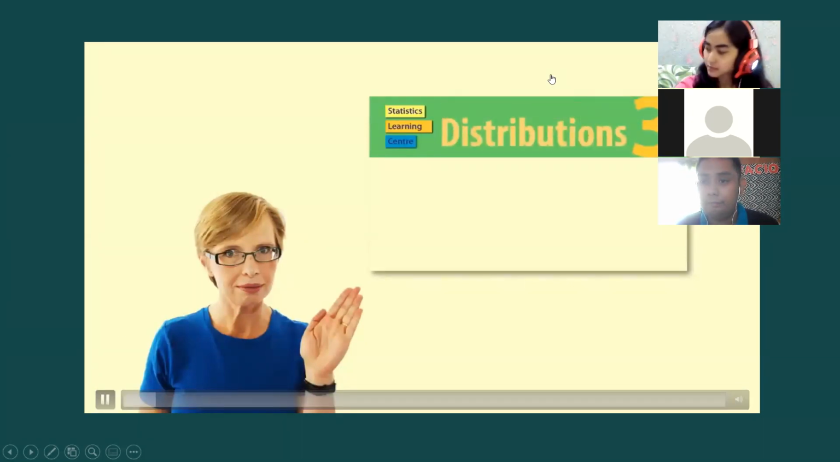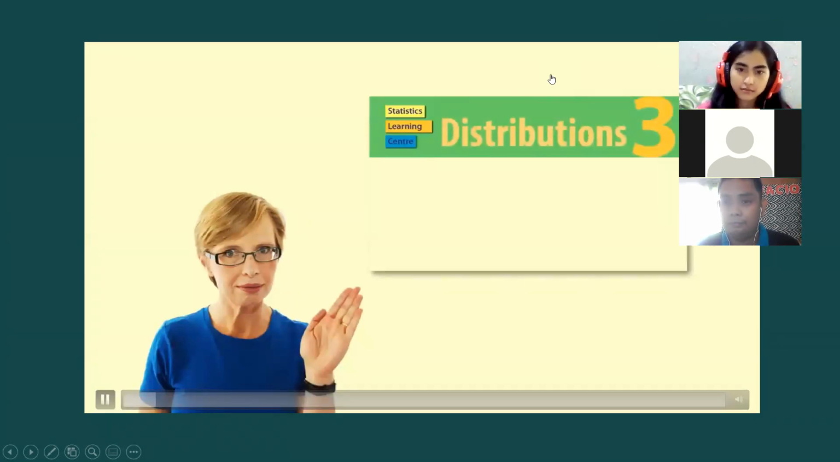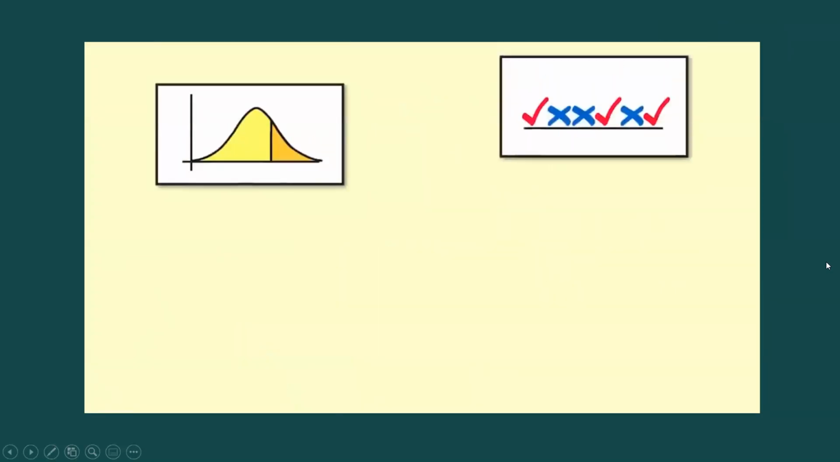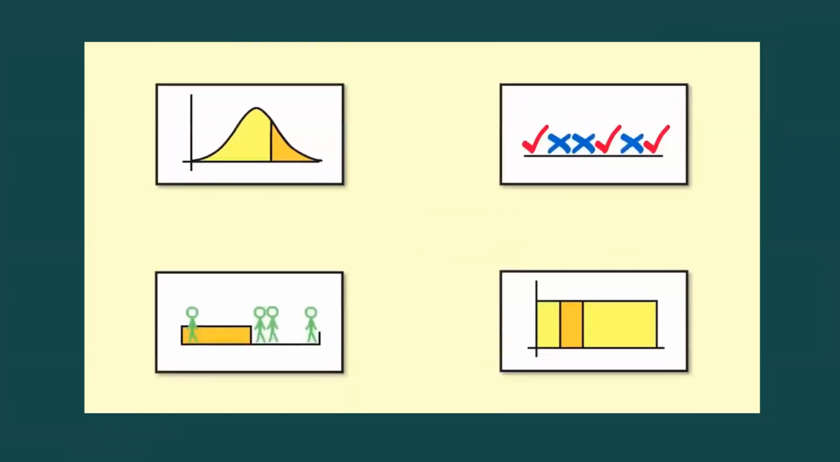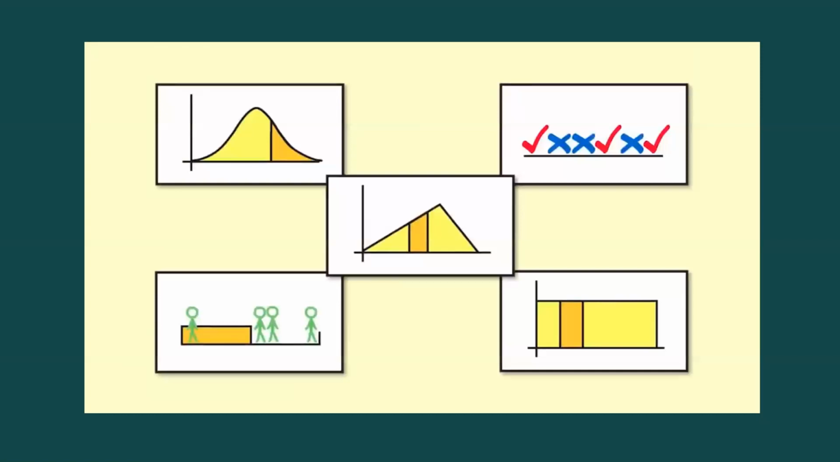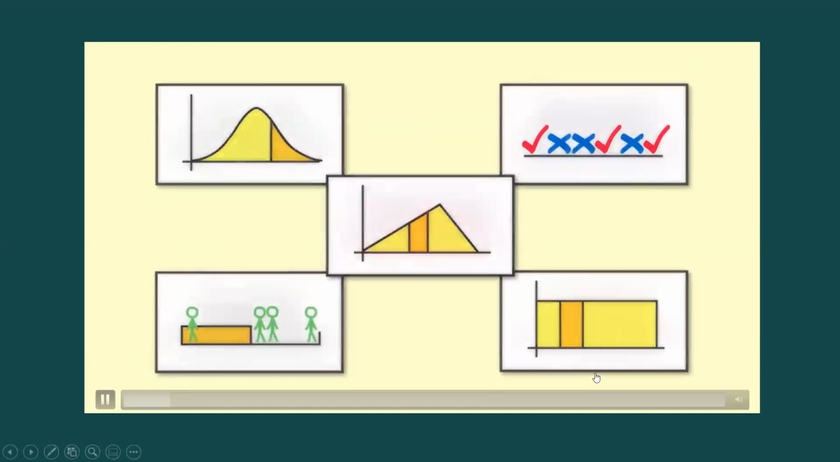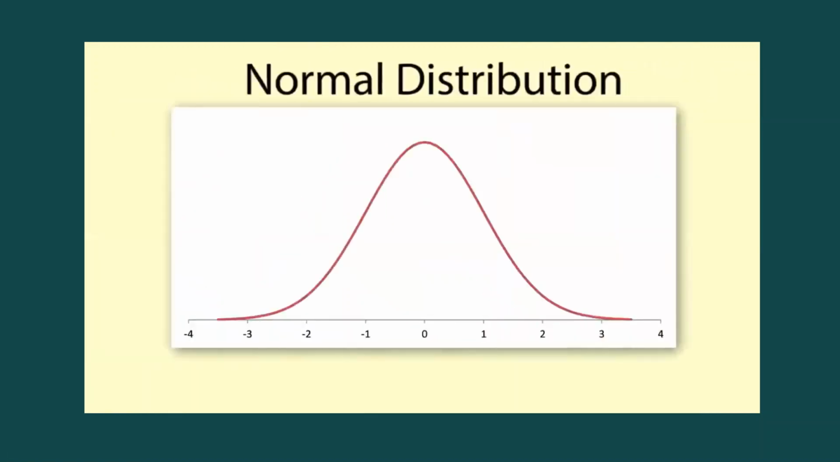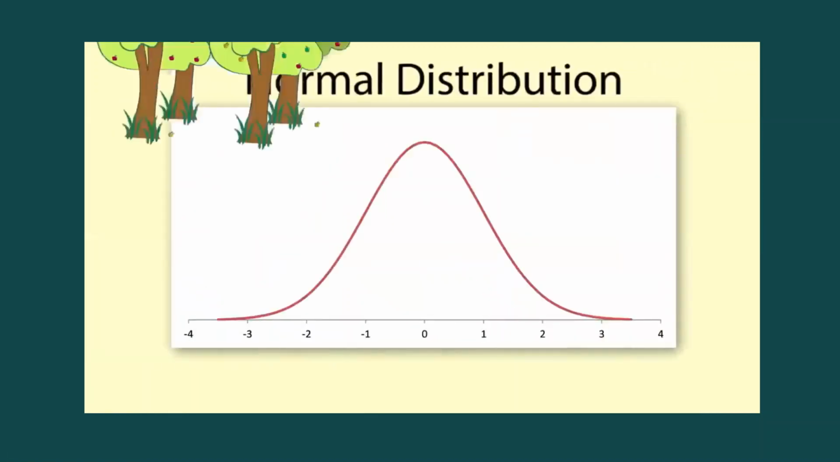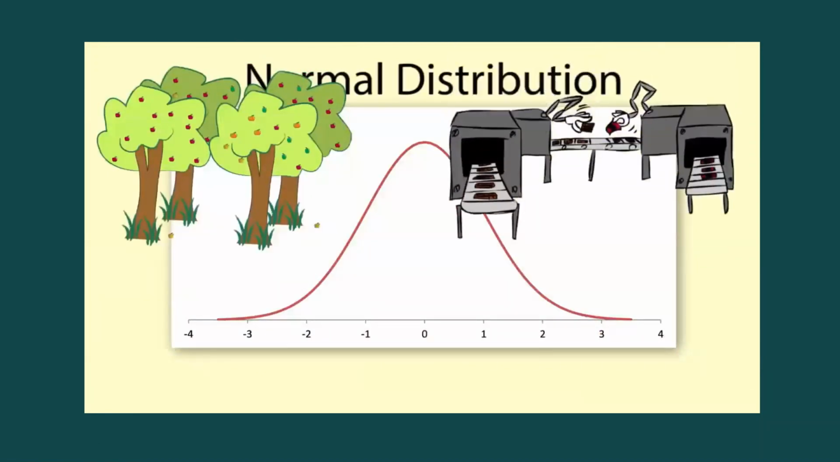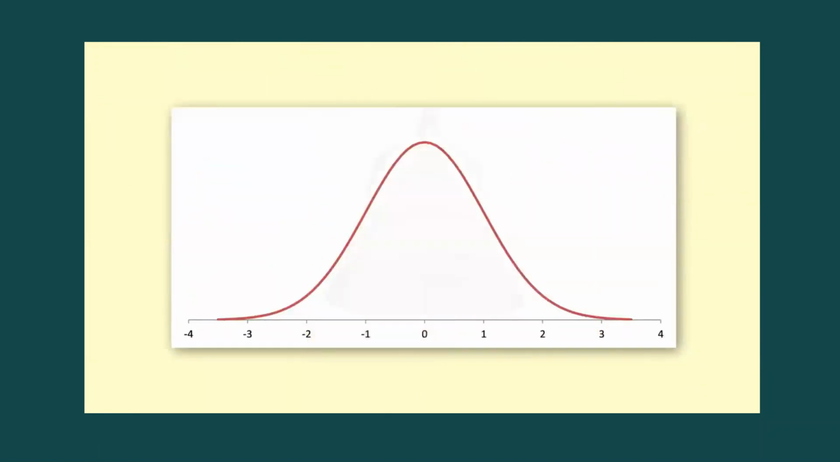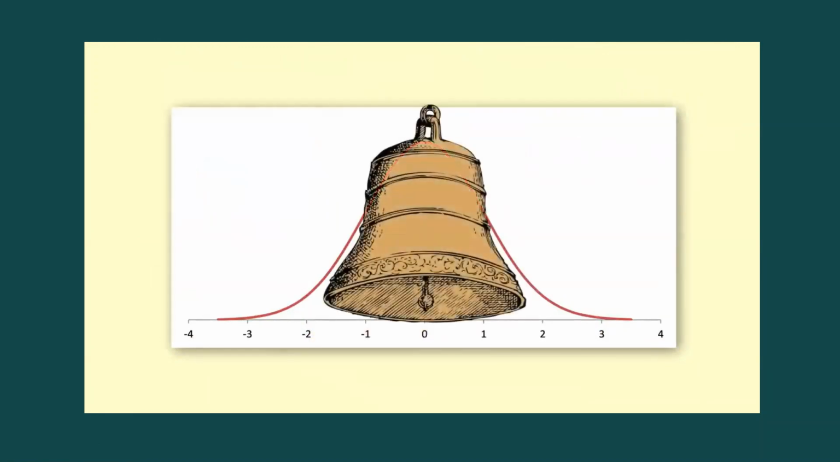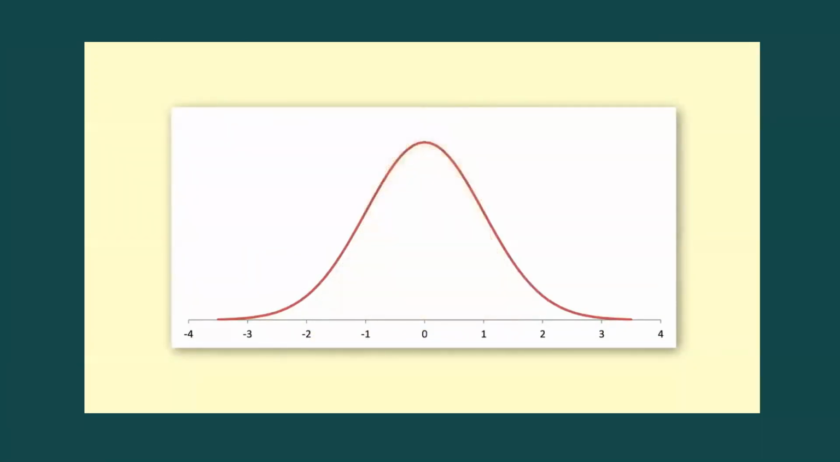Distributions 3, probability distribution models. All random variables have distributions. When we think of probability distributions, we tend to think of the normal distribution, which is the most well known. The normal distribution is really good for modelling many natural processes, manufacturing processes, and human endeavours. You have probably seen its bell shape many times. The normal distribution has the following characteristics.